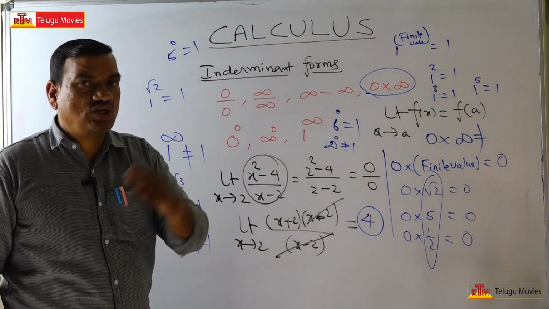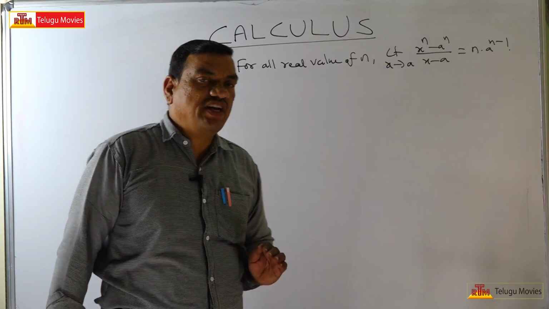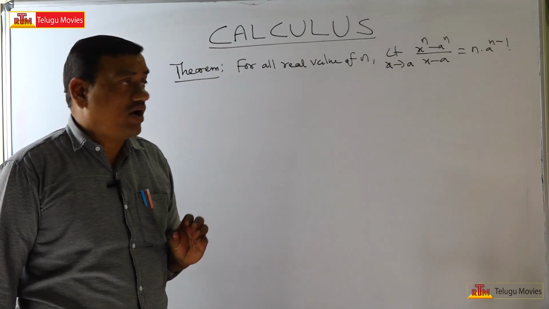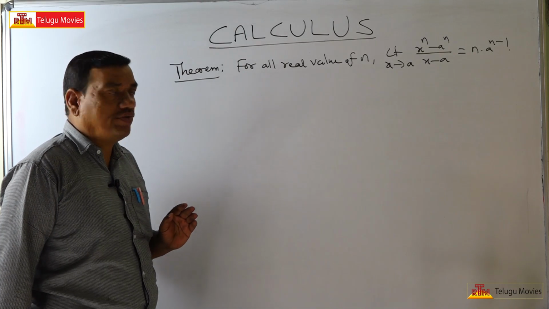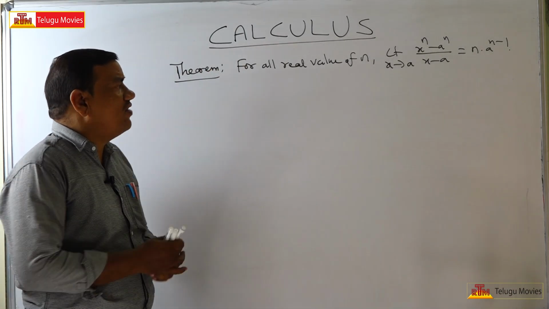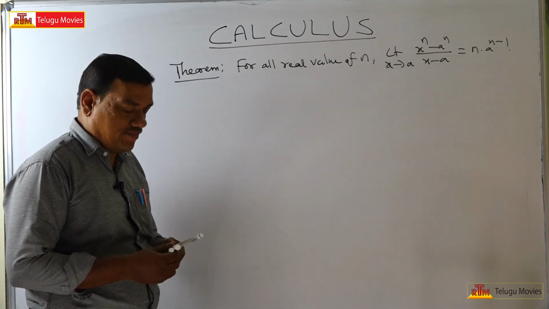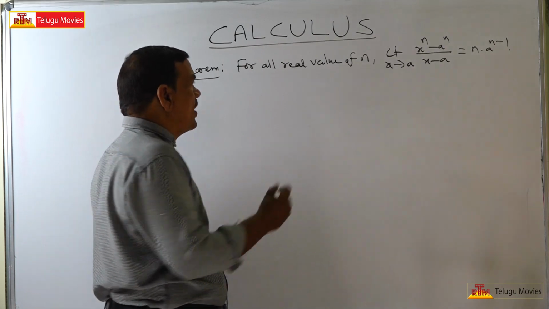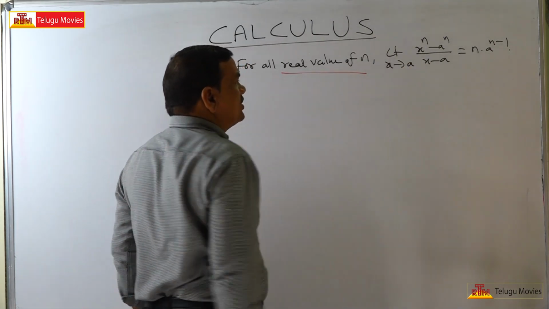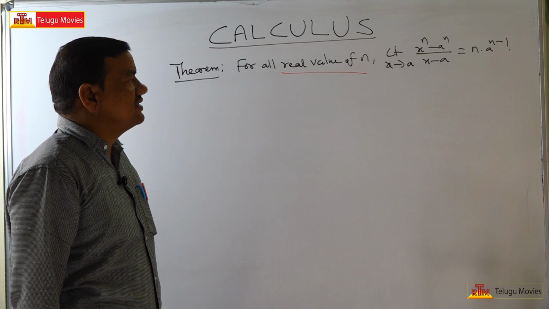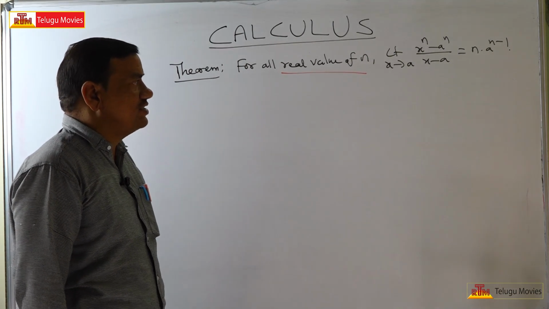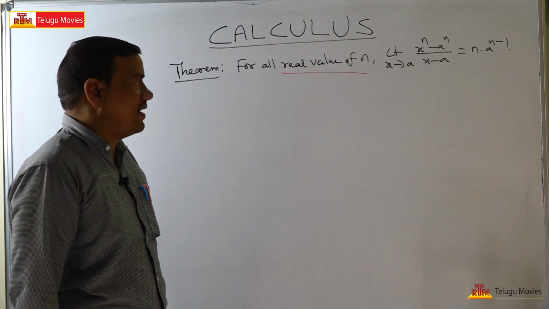Let us go for the next concept. Now I am going to explain a very important fundamental theorem. It's a proof I am going to explain. For all real values of n, limit x tends to a of (x power n minus a power n) upon (x minus a) is equal to n into a to the power of n minus 1.